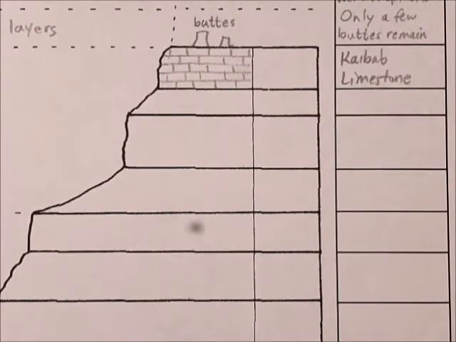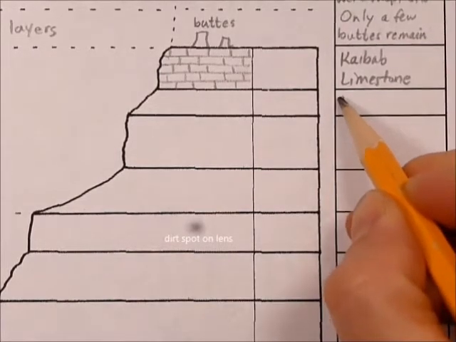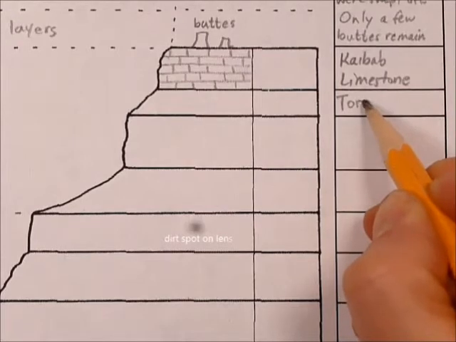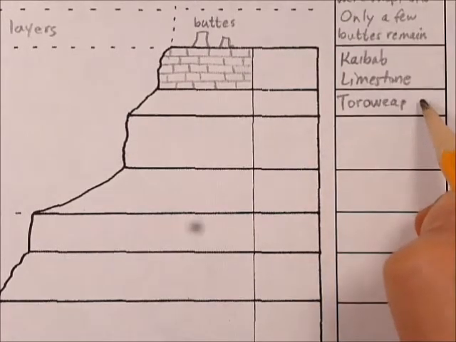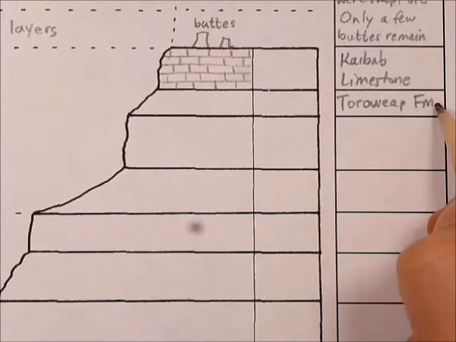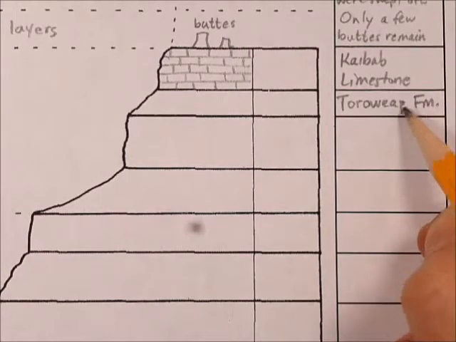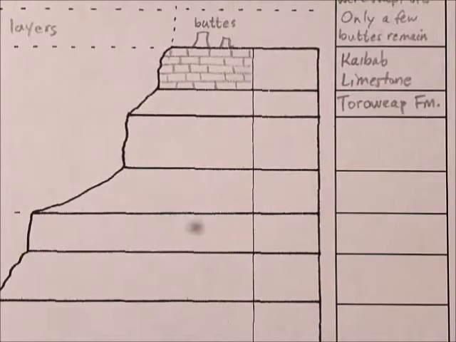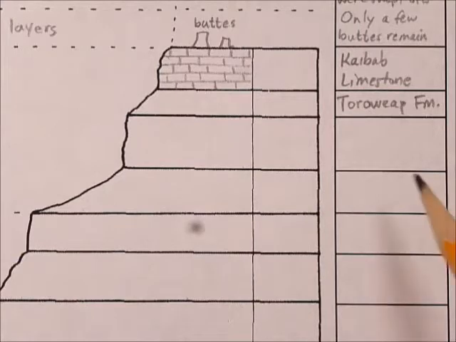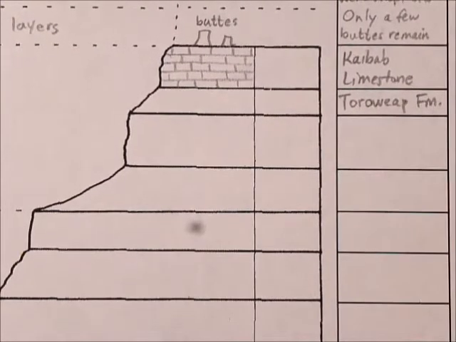And the next formation is called the Toroweap formation. T-O-R-O-W-E-A-P. And I'm just going to put FM for formation. And this is a Native American word. I don't know what it means, but it sounds kind of cool. Toroweap. We're going to meet another layer on the bottom called the Nankoweap. So weap must be something. It doesn't mean cry. I don't know what it means in Native American, but that's where the word comes from. It's from one of the tribes that lives out in the area of the Grand Canyon.